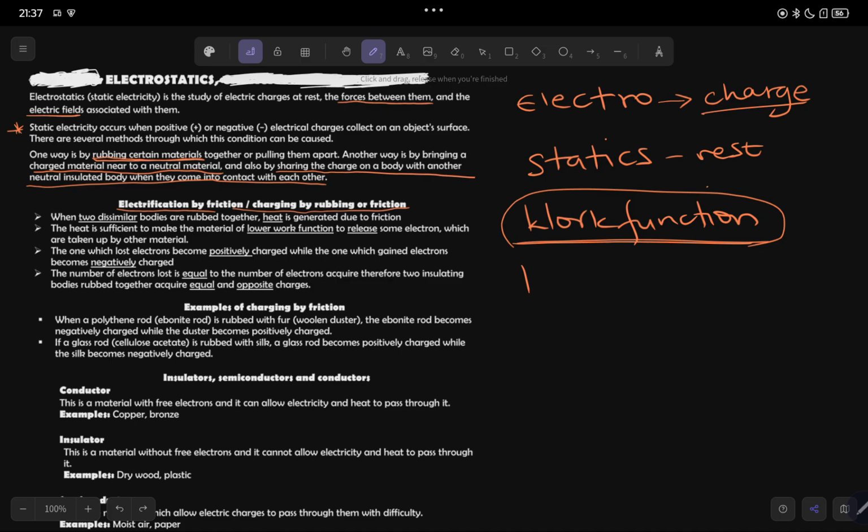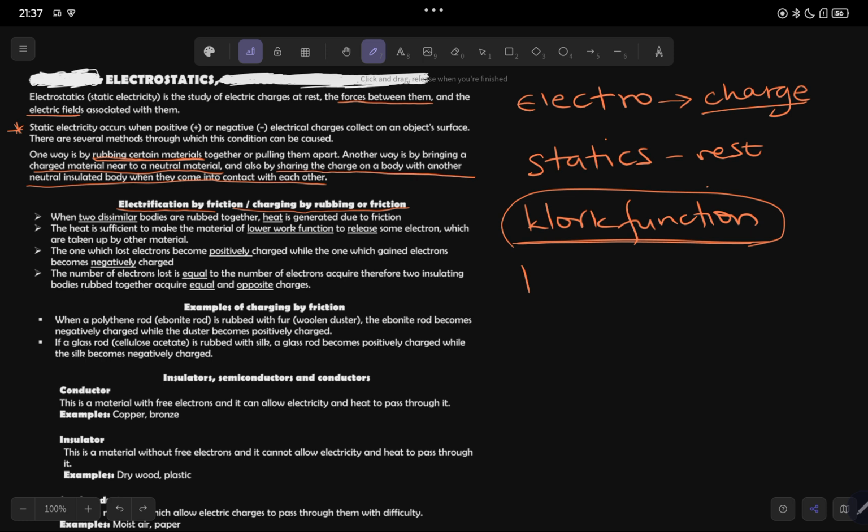So when the work function is less, that material will release electrons and they will be gained by the material with a higher work function. The one that receives electrons will now have an excess of negative charge. Therefore, it becomes negatively charged. The one which has lost electrons, or the one which has a low work function, will now remain with an excess positive charge, and therefore it becomes positively charged.